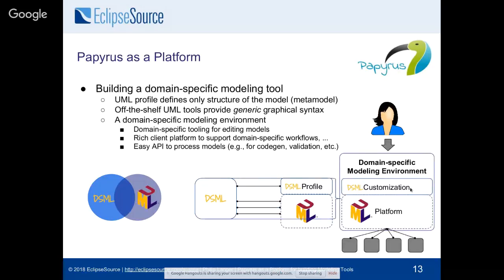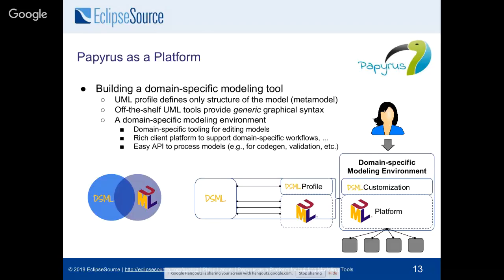Of course, when we now created our domain-specific modeling profile on top of UML, we only looked at the domain-specific modeling language. So that means the structure of the model, if you want to call it like that, the metamodel. And this already allows you to have some sort of generic syntax for your UML profile. But that doesn't already bring you the benefits of a domain-specific modeling tool, because there is a lot more to a domain-specific modeling tool than just a domain-specific modeling language.